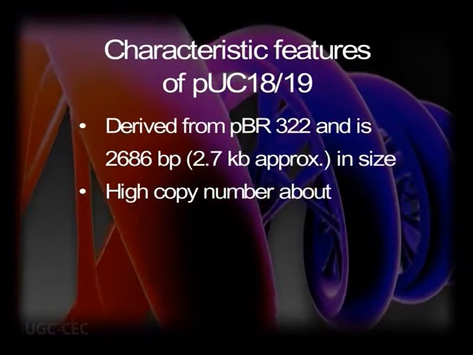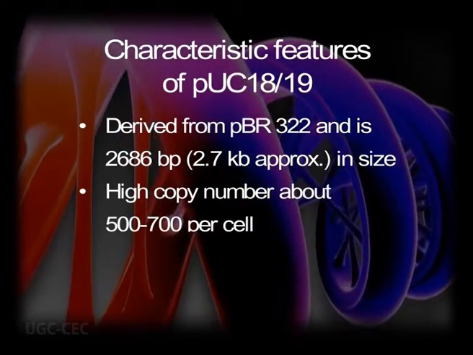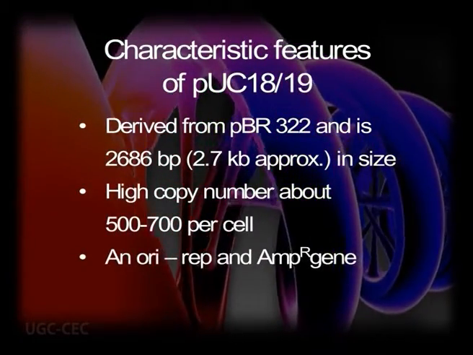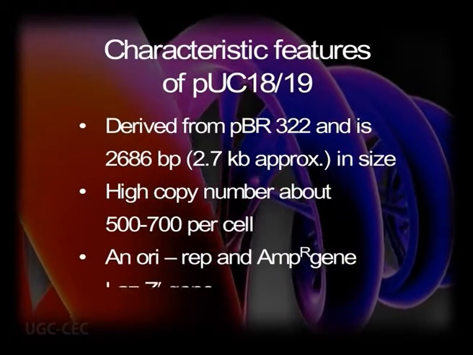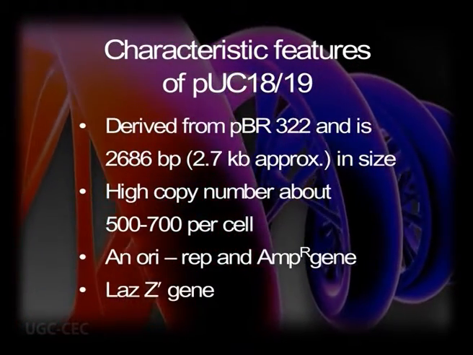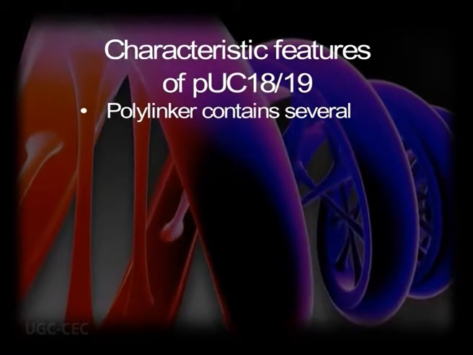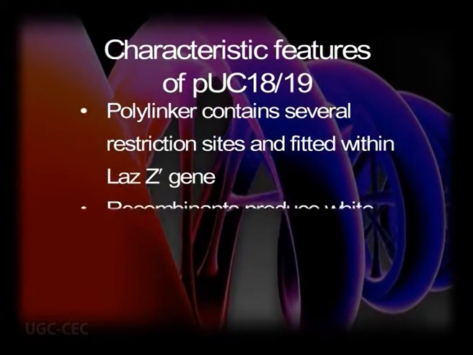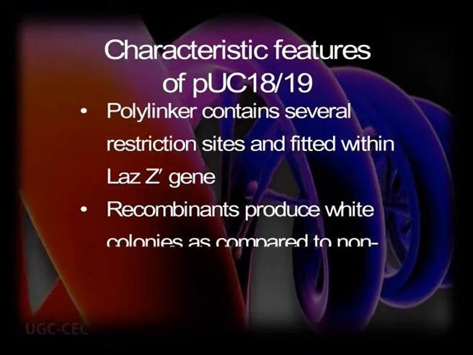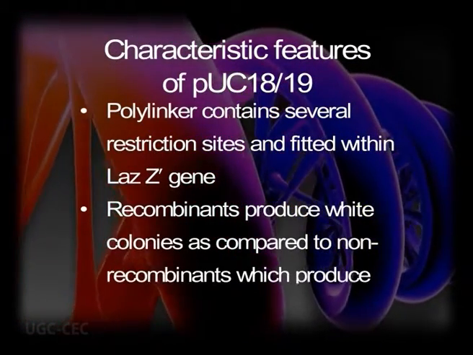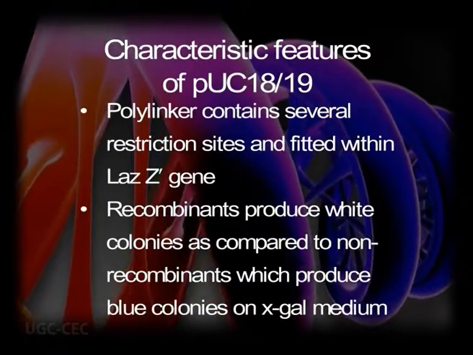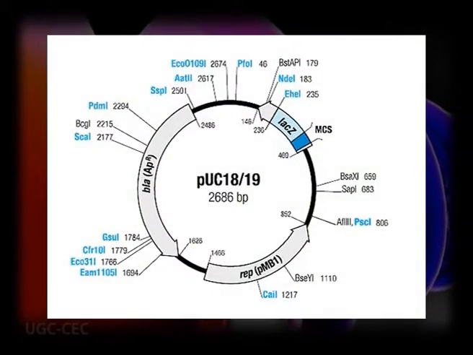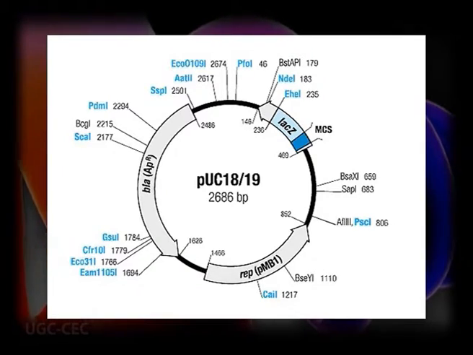It has a high copy number, about 500 to 700 per cell. It has an origin of replication and an ampicillin resistance gene. It has a lacZ gene. The polylinker contains several restriction sites and is fitted within the lacZ gene. The recombinants produce white colonies as compared to non-recombinants, which produce blue colonies on X-gal medium. The polylinker is in different orientation in pUC18 and pUC19.